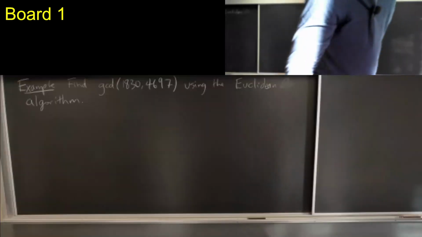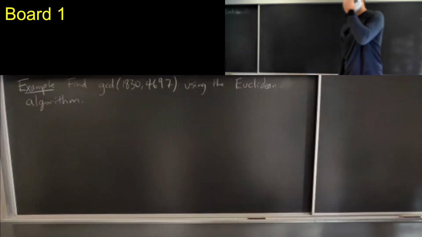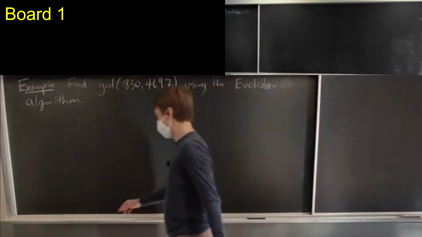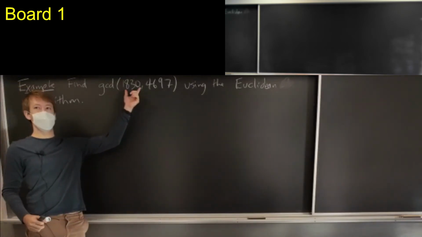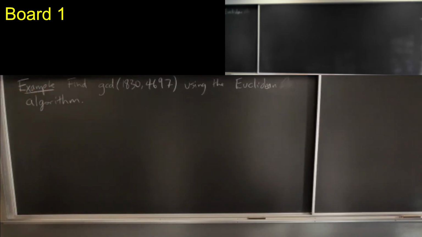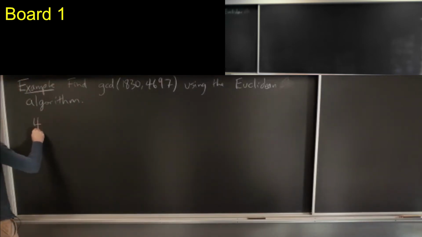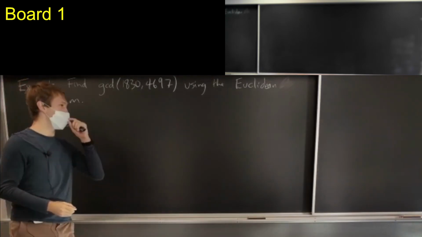Okay. Let me give you another example using this Euclidean algorithm. We talked about this last time, but let me show you again how it works. Suppose you were asked to compute the GCD, or in other words, the greatest common divisor of 1830 and 4697. The first step is take your bigger number, 4697, and find the quotient and remainder when you divide by 1830.